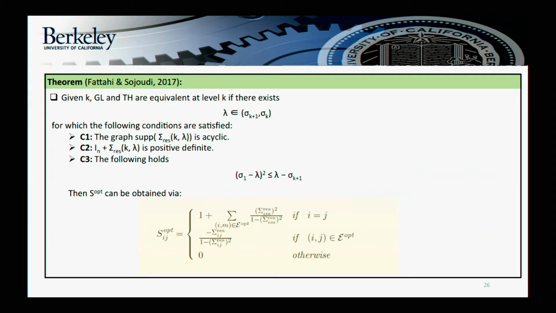So this formula, if you look at it closely, you can see that these are all defined based on the sample covariance matrix, meaning that if you know the sample covariance matrix and graphical lasso and thresholding are equivalent, then you can find the optimal solution of graphical lasso, given the graph we are looking for is acyclic.